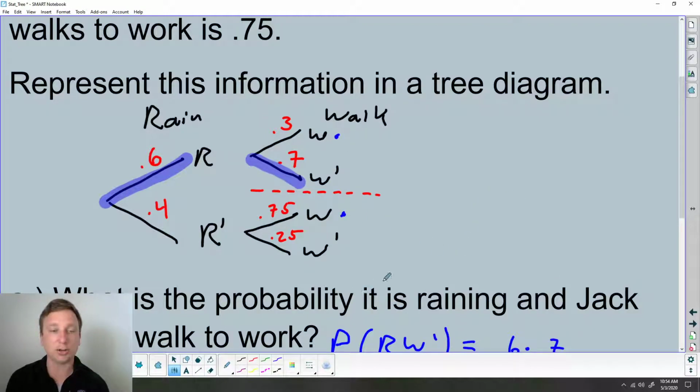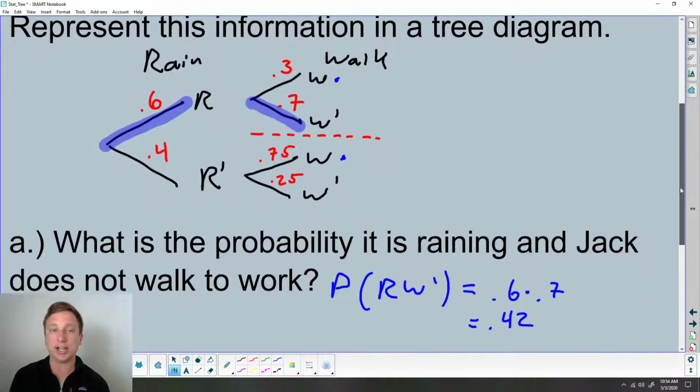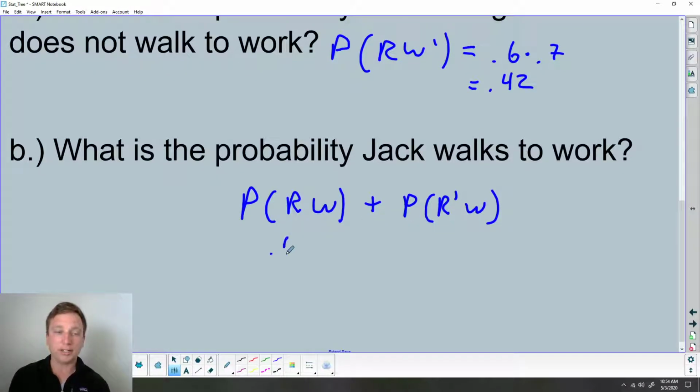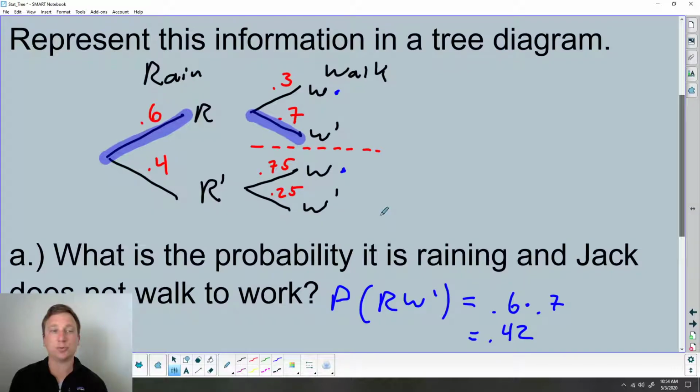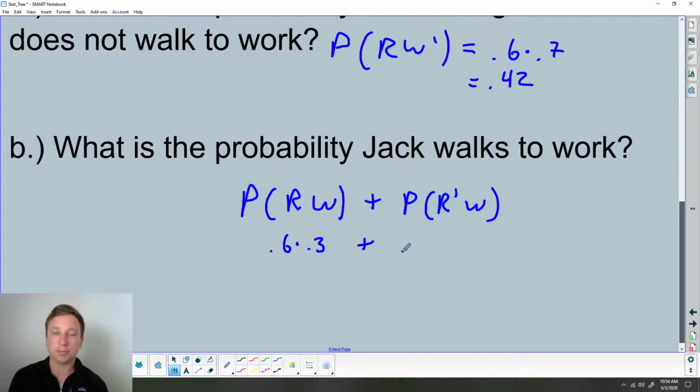So now we need to go through and multiply these. So 0.6 and 0.3 is it raining and Jack walks. So 0.6 times 0.3. Or we can have the probability that it's not raining, which would be 0.4, not raining and walks to work, times 0.75. So 0.4 times 0.75. I probably should have put parentheses or something around these to make it a little clearer.